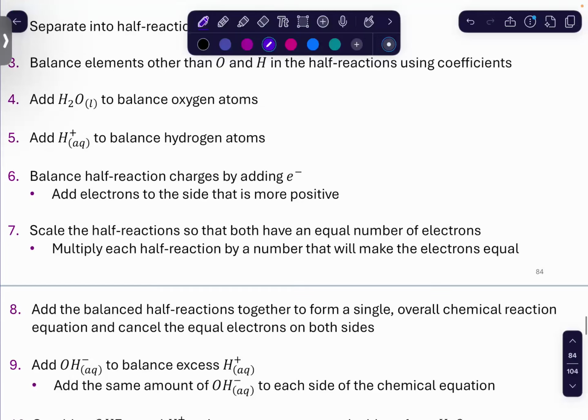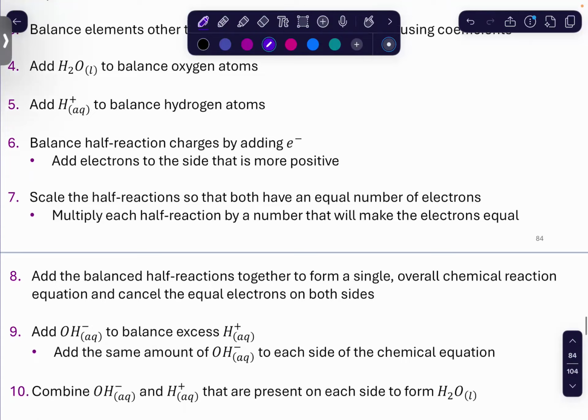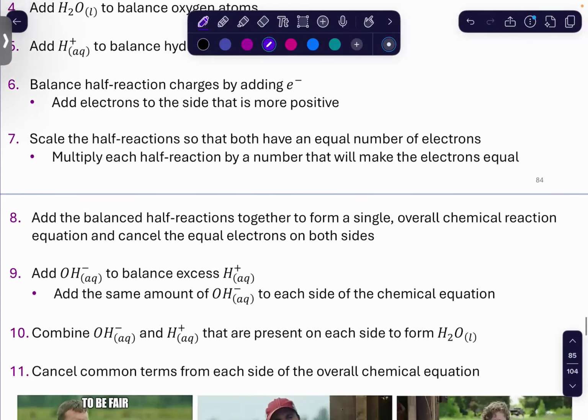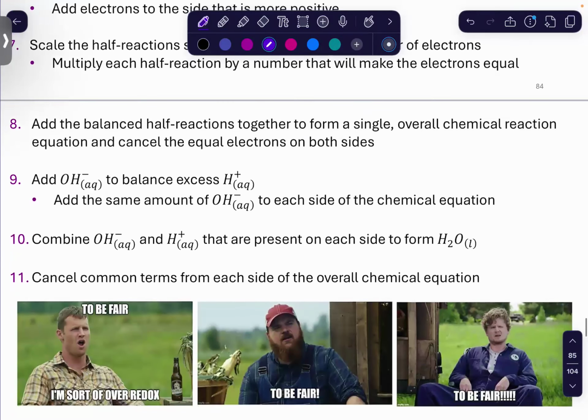balance the charges in the half reactions by using electrons, scale the half reactions so that you have the same number of electrons in each. Then you're going to want to add the balanced half reactions together to form your single overall chemical reaction while canceling the electrons on both sides. Now here's your new step. Then you're going to add hydroxides to balance out the protons that are in the equation.